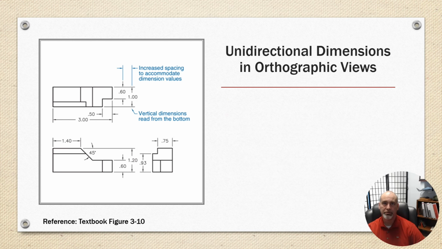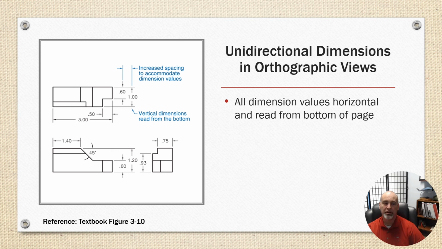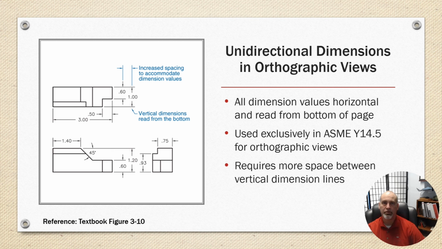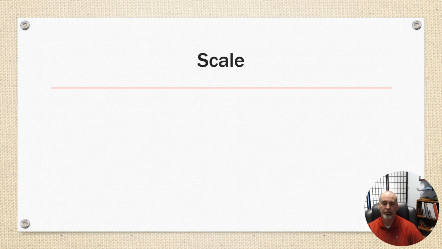Unidirectional in orthographic views, and this is how it should be done now. All dimension values are horizontal and read from the bottom of the page, used exclusively for ASME Y14.5 for orthographic views, and it requires more space between vertical dimension lines because the text runs horizontally. So that standard of 0.24 between dimension lines doesn't necessarily apply for the vertical dimensions, because you have to make sure that the numbers don't interfere.